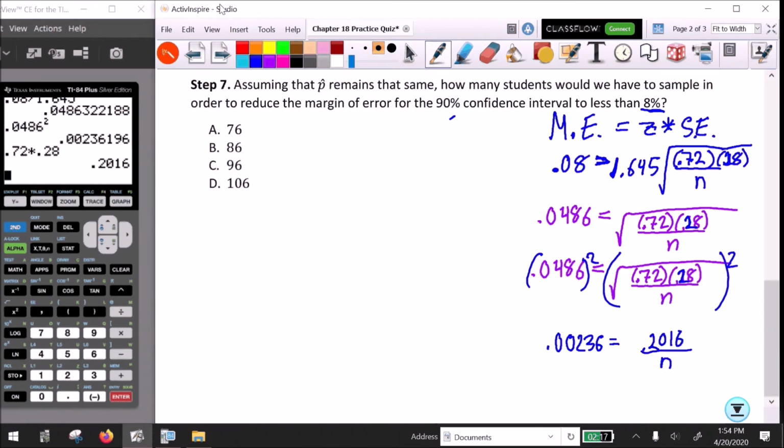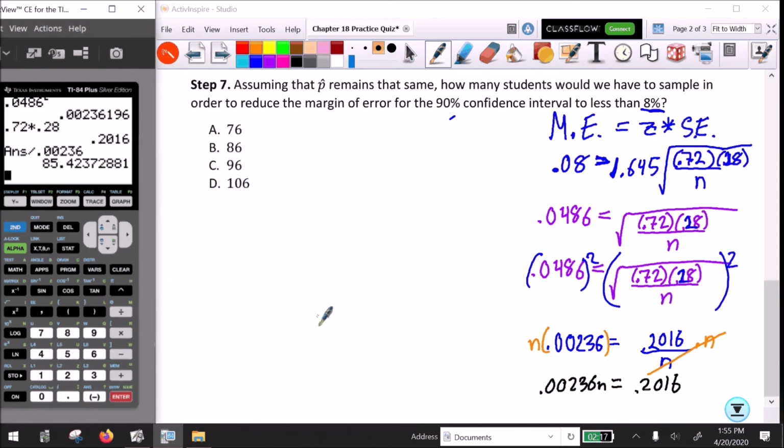So now to bring n into the numerator, we can multiply both sides by n. Multiplying by n here, multiplying by n here. My n's are going to cancel. And then to solve this equation, 0.00236 n is equal to 0.2016, we're going to divide both sides by 0.00236, and we have n is equal to 85.4.